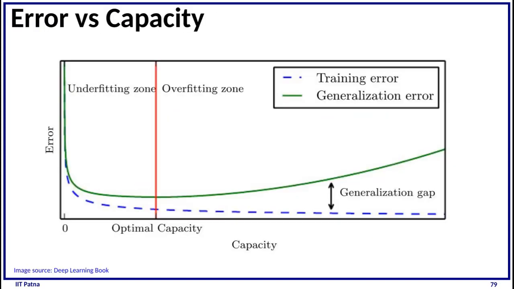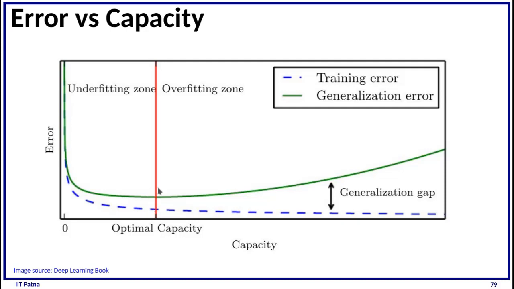If I have a very high capacity, I can have a certain observation. If I have a very low capacity in my model, I can have a different observation. Typically, what we observe is that with a very high capacity, my training error goes to zero gradually, and the generalization error, or the test error, will go down for some time and after that it will start increasing. So there will be an optimal point, which is the most sought-after point that we try to figure out.